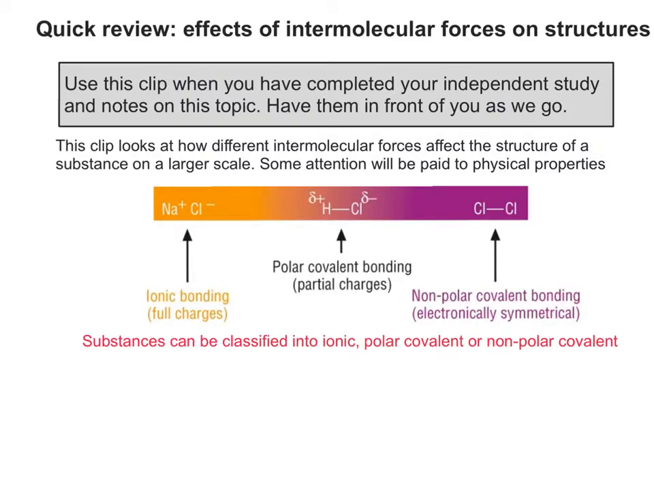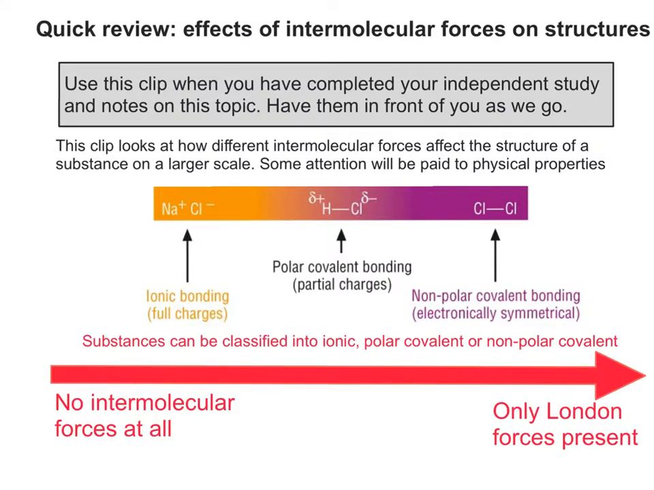So substances can be classified into ionic, polar covalent, or non-polar covalent. And in terms of intermolecular forces, with ionic substances there's no molecules anyway because it's all just an ionic lattice, so there's no intermolecular forces to speak of. On the other end of the scale, when you get non-polar covalent bonding, only London forces are present. There's no permanent dipole-dipole interactions or hydrogen bonding.